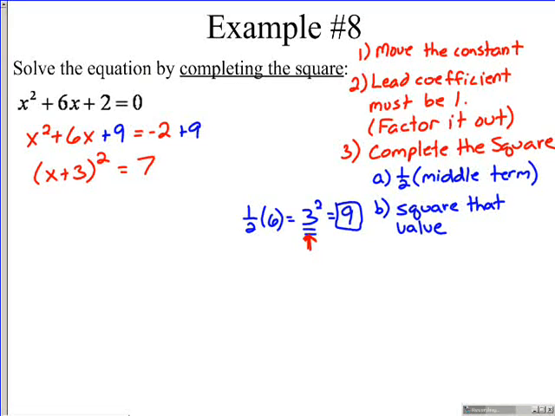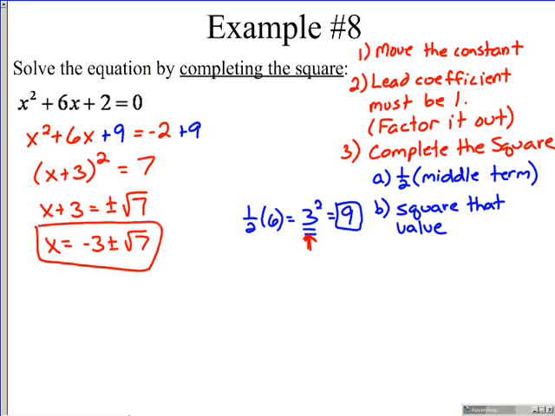From here, continue solving for x. Take the square root of both sides. Finish solving for x, subtract the 3 over. And there are our 2 solutions found by completing the square.